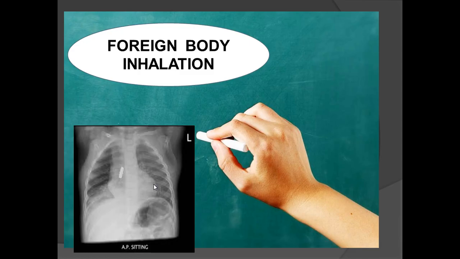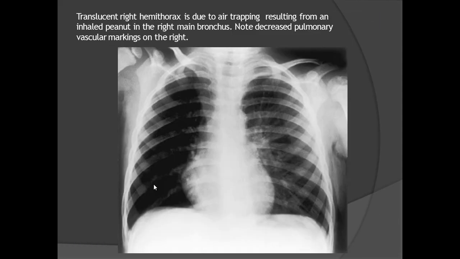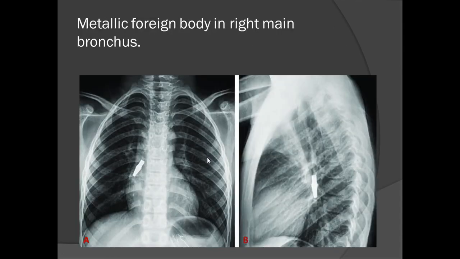Then don't forget to suspect a foreign body in each and every X-ray of the child. Whenever you see a discrepancy of densities on both sides, where one side is blacker and the other side is less black, then always think of a foreign body. So how would you confirm your foreign body?